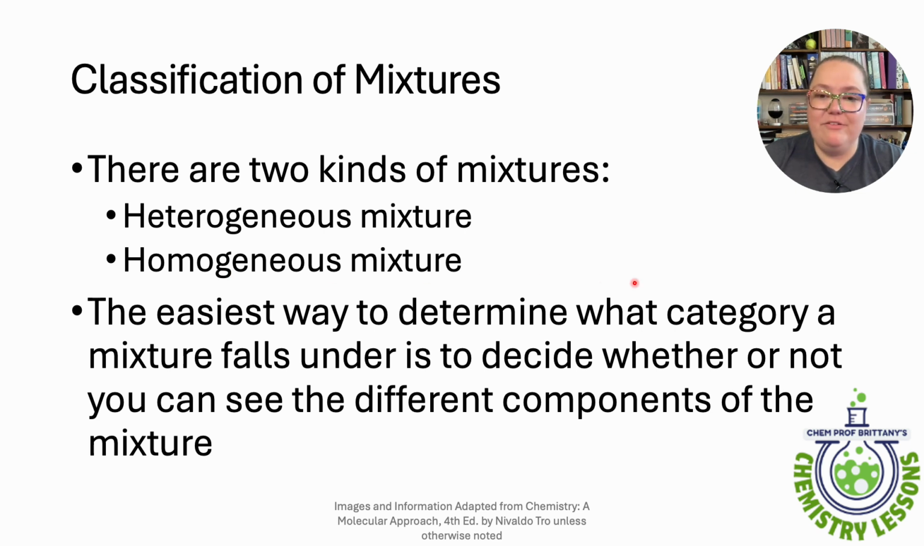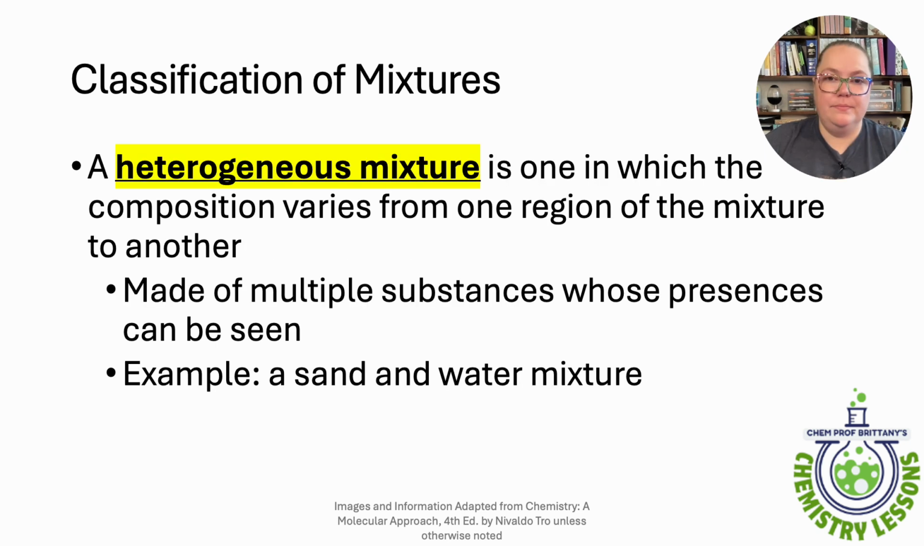The easiest way to figure out what category the mixture falls into is whether or not you can see that it's made up of different stuff. It's that simple. Now, heterogeneous mixtures, as the name indicates, hetero meaning different, is a mixture in which the composition varies from one region of the mixture to another, and it is made of multiple substances whose presences can be seen.